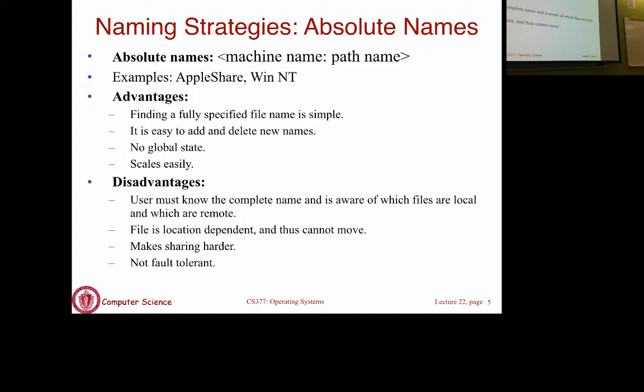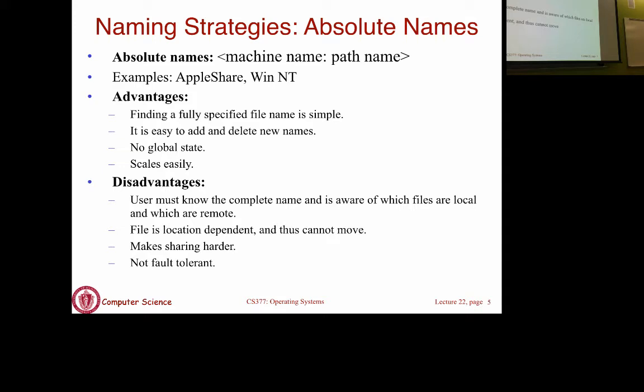Okay? So the first naming convention is what is referred to as absolute path names. Okay, this is what is used in Windows. That's an example of what I showed you here, where to access a file, you have to give the machine name and a path name on that machine. So an absolute name gives you all the information you need to figure out where the file is. There's the name of the machine that the file resides on, and the full path name on that machine. Okay. So as I said, Windows uses this, Apple uses this in some shape or form as well.